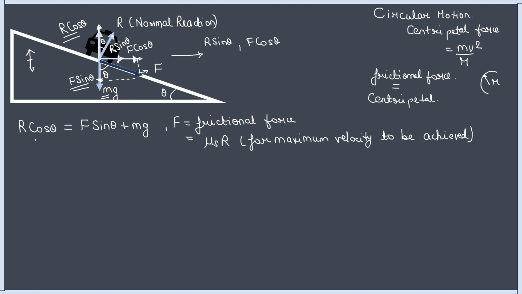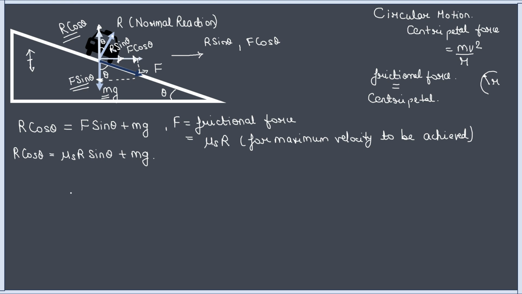So we'll substitute f equal to mu s r. So r cos theta is equal to mu s r sin theta plus mg. Now from this equation, what can I do?